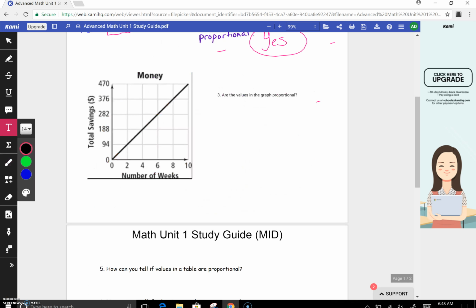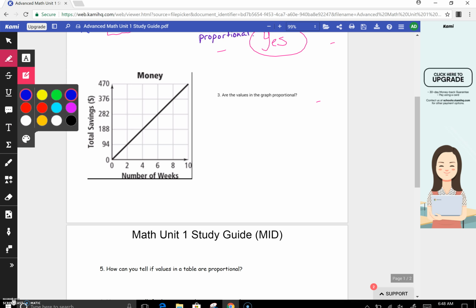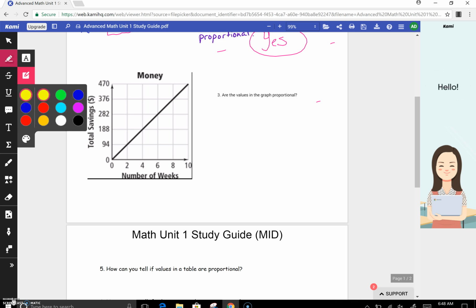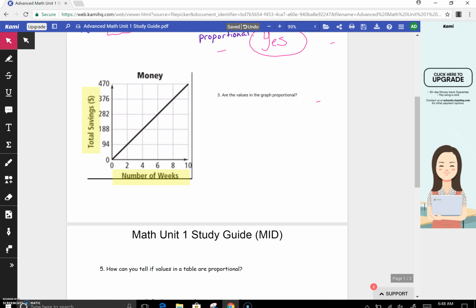Number 3 should be written quite a bit bigger on your paper, but it says, are the values in the graph proportional? First thing we want to look at is what's the graph about? So at the top it says money. Let's look at our x value. And it looks like our x value is number of weeks, and our y value is total savings. So if asked what this table is about, it's about money saved in a given number of weeks. So what it really wants to know is the number of weeks proportional to the money saved?